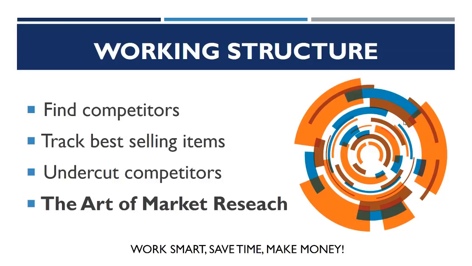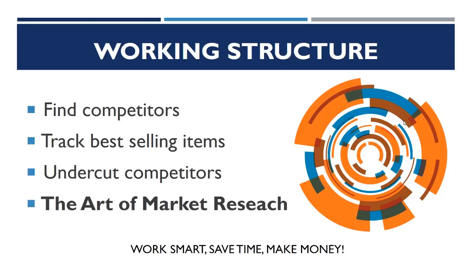Okay? So the working structure is very simple. The first thing we need to do, when we enter Zik, our main first goal, okay, is to find a competitor. Okay? Before we start searching for products, we want to find a competitor. Why do we want to find a competitor? Very simple, because one good competitor will give us a lot of interesting products, or a lot of ideas for interesting products. So it's going to save us a lot of time, okay?